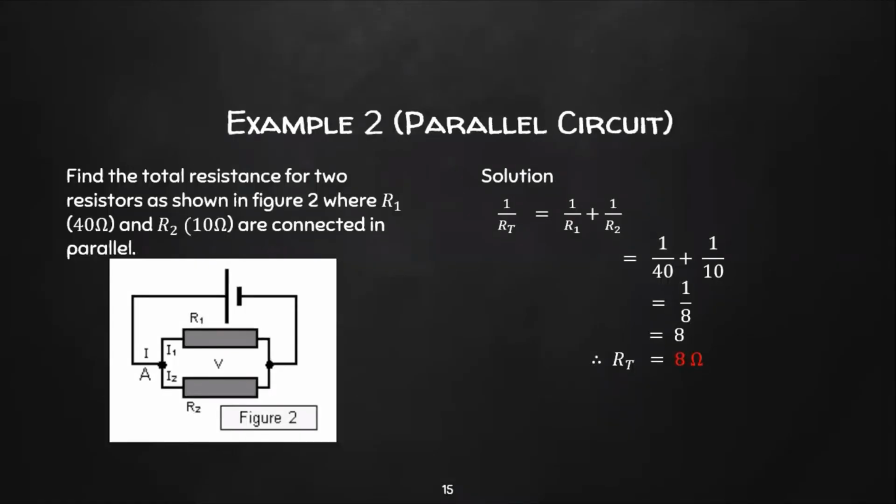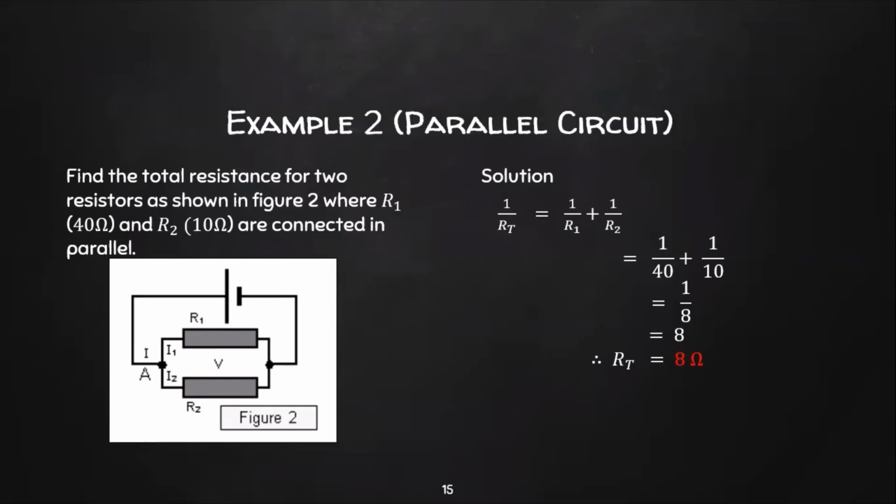So continuing with example 2, which is based on parallel circuit, we have to find the total resistance for two resistors as shown in figure 2, where our R1 is 40 ohms and our R2 is 10 ohms. So the general formula for finding the total resistance is 1 over RT equals 1 over R1 plus 1 over R2 plus 1 over Rn, as discussed in the notes. For this question, since there are only two resistors given, we can use 1 over RT equals 1 over R1 plus 1 over R2.